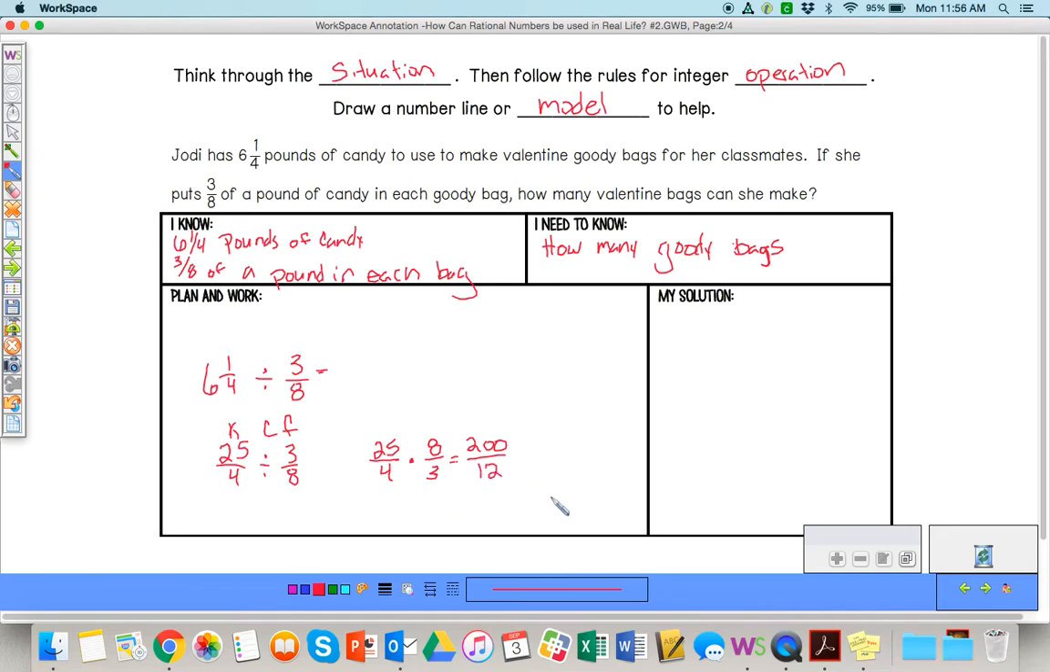over 12. All right, so we need to go from an improper fraction back to a mixed number. To do that, we're doing 200 divided by 12. So how many times can 12 go into 20? It can go in there 1 time.